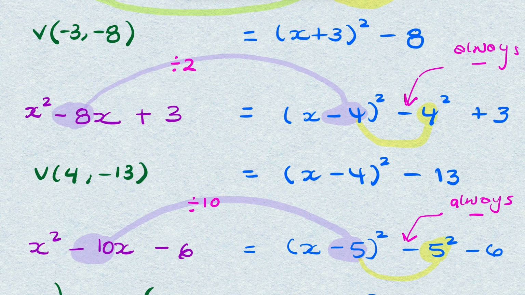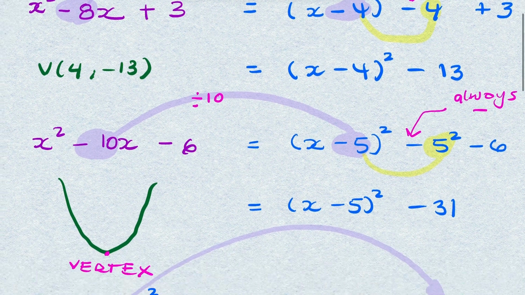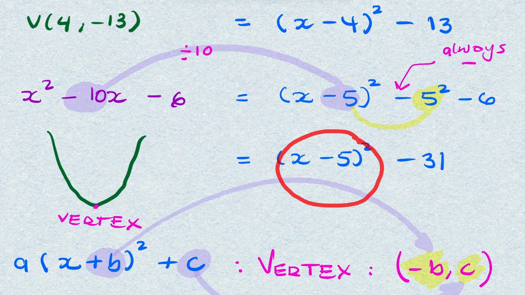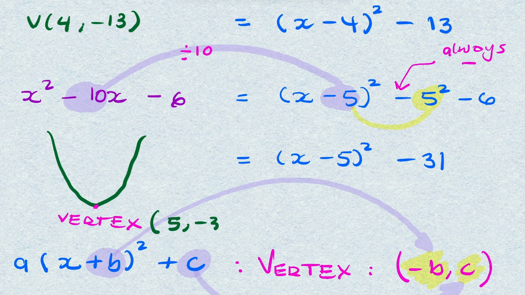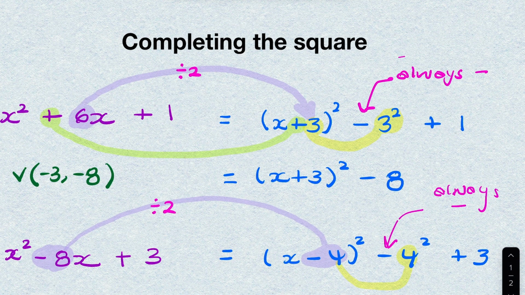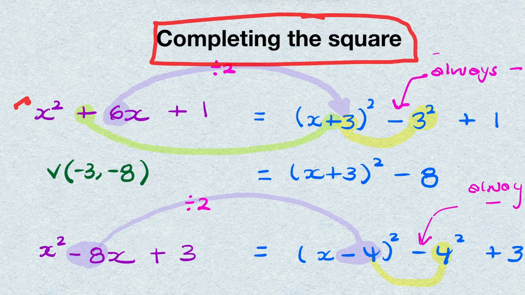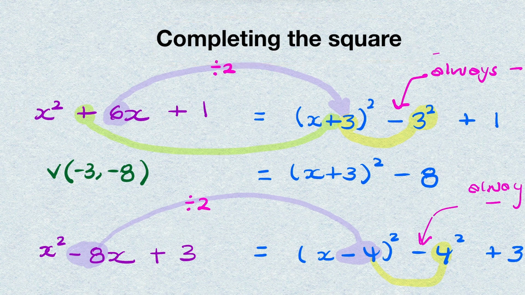So notice how I change the sign from negative to positive for the x, but for the y, I keep the sign as it is. And finally here, the vertex will be 5, -31. So that's how we would complete the square when we have a quadratic expression with a coefficient of 1 for the x squared.